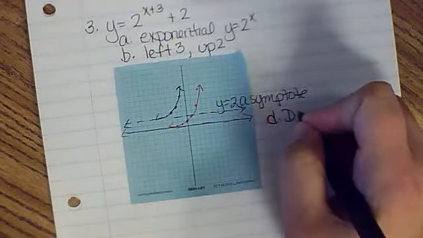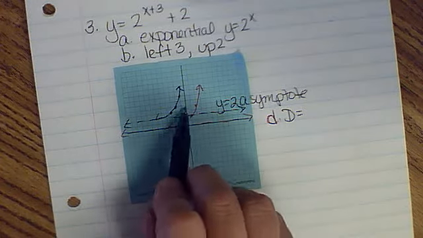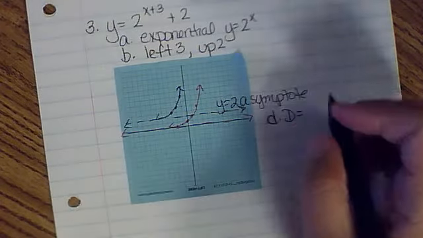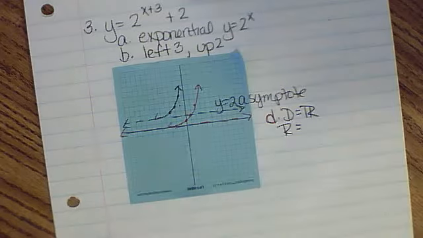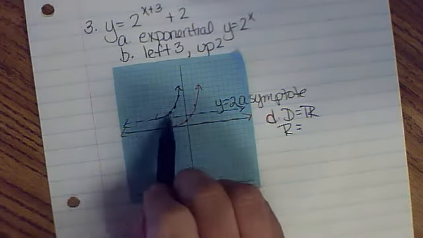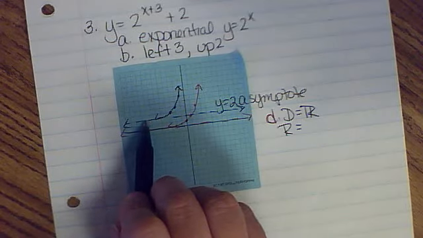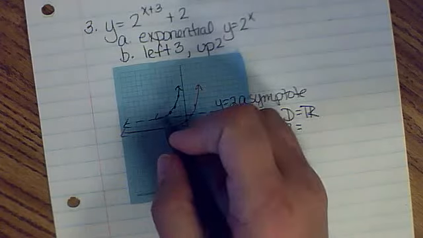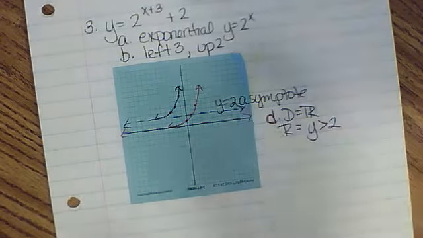Okay, so for part D, for our domain and range, our domain is the x's. The domain is the x's. Is there any restriction on our x's here? No, so it's all real numbers. Our range, if we look at our range, as we move to the left, our line gets closer and closer and closer to that 2, but it never touches it. In the other way, it's getting bigger and bigger and bigger. So that means our range is y is greater than 2.